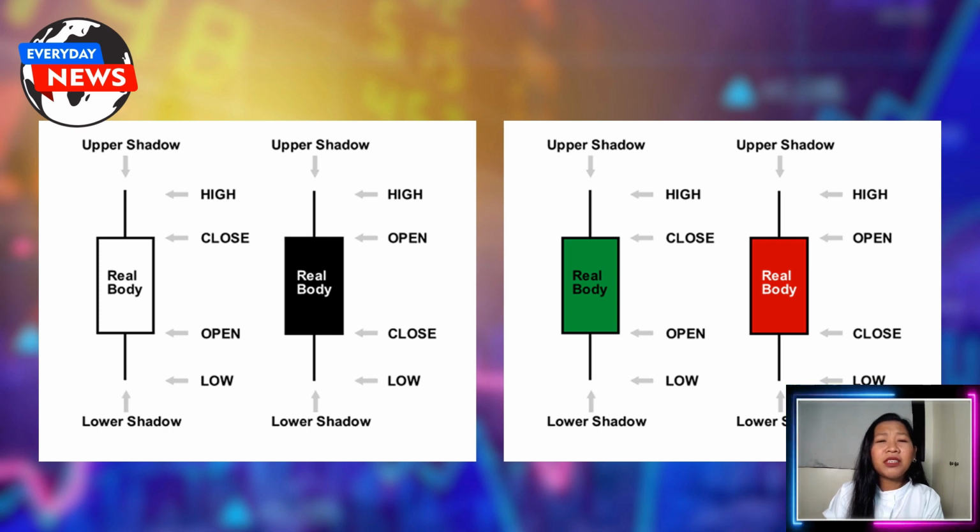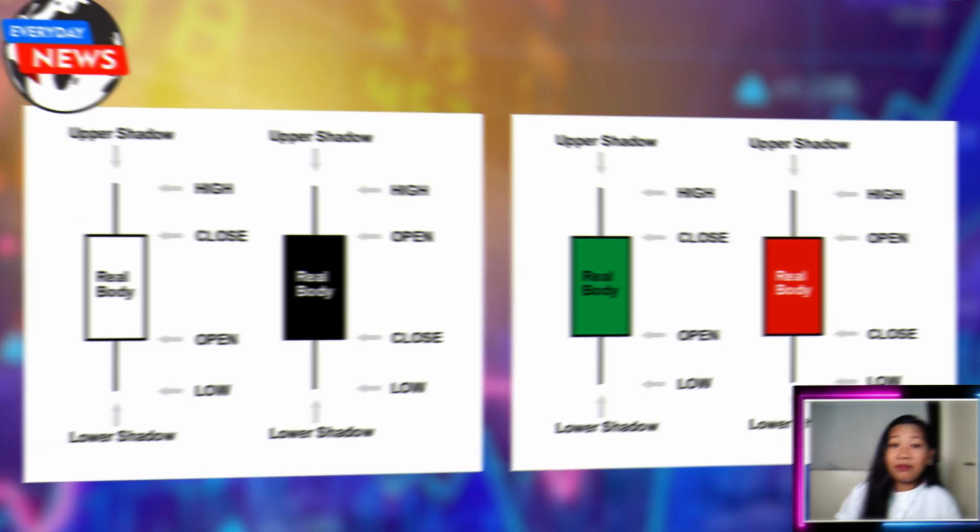Since we spend so much time looking at a chart, it is easier to look at a chart that is colored. So they substitute green instead of white and red instead of black. This means that if the price closed higher than it opened, the candlestick would be green. If the price closed lower than it opened, the candlestick would be red.